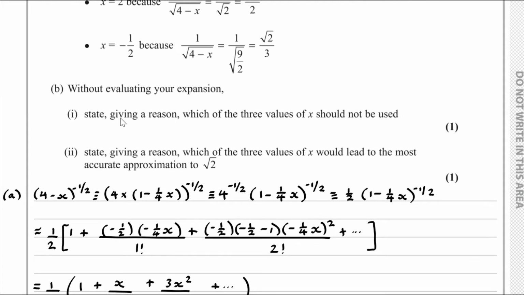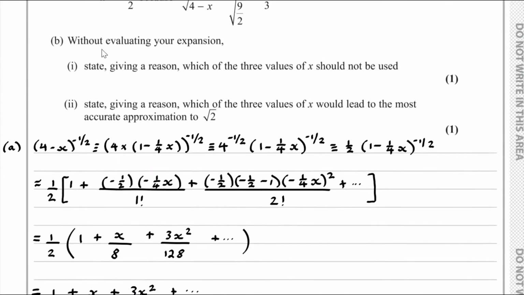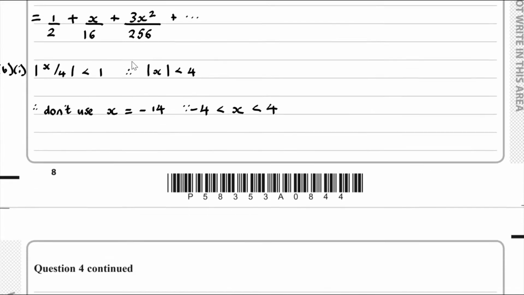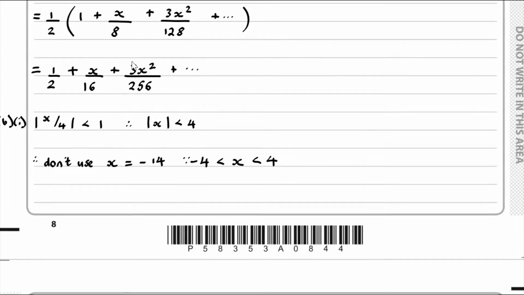And now for the next part, state, giving a reason, which of the 3 values of x would lead to the most accurate approximation to root 2. And that's quite easy. We can either choose the x equals 2 or the x equals minus 1/2. Now the x equals minus 1/2, that's closest to 0, and therefore x equals minus 1/2 will give the most accurate approximation. Let's just write that down.